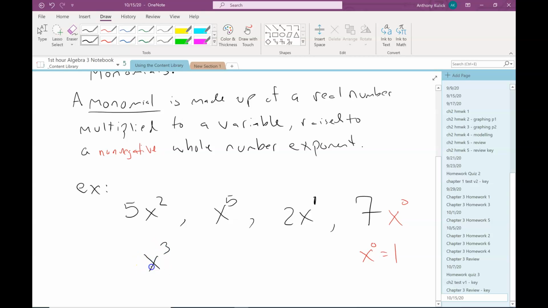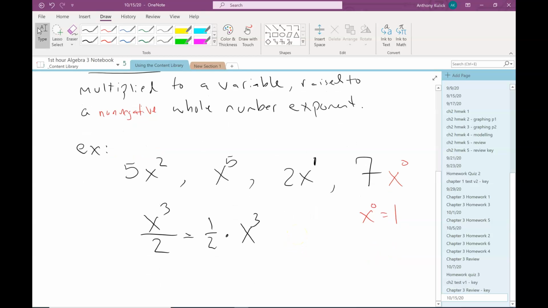What about x to the third over 2? Is this a monomial? Yes. And you're like, Mr. Kulik, there's clearly division going on here and not multiplication. And I would say, student, we know that multiplication of the reciprocal is the same thing as division. So dividing by 2 is the same as multiplying by 1/2, right? So 1/2 is my real number, and then x to the third we know that part is good. Is everybody okay with that?